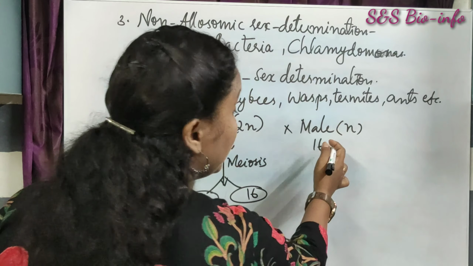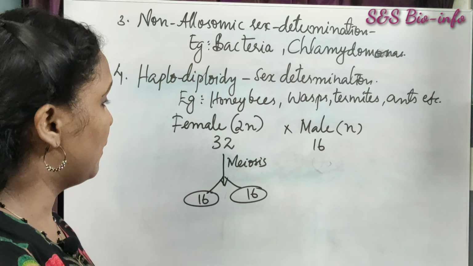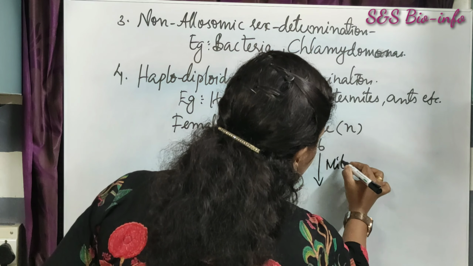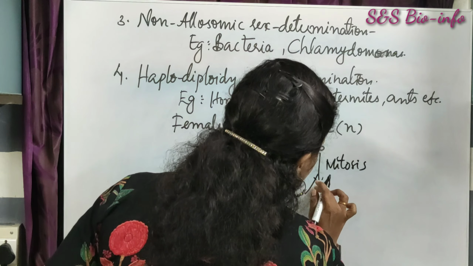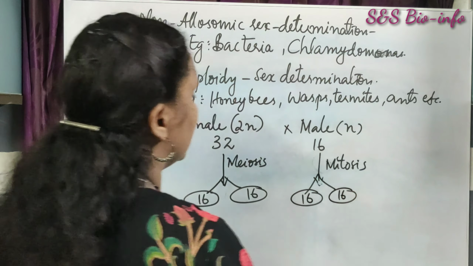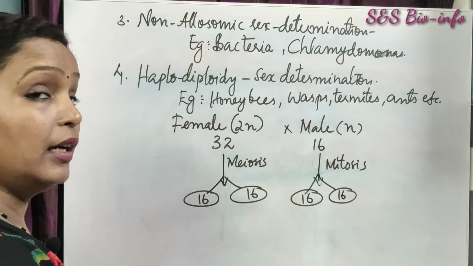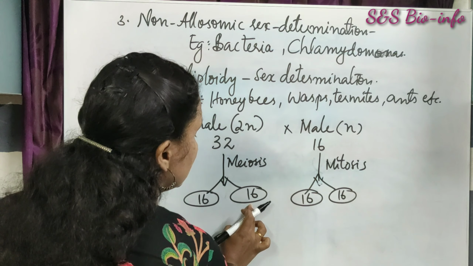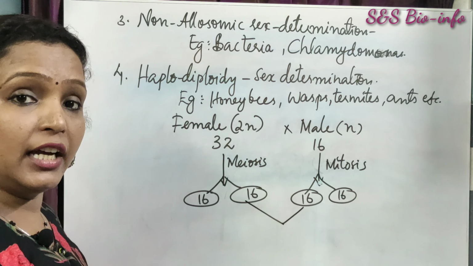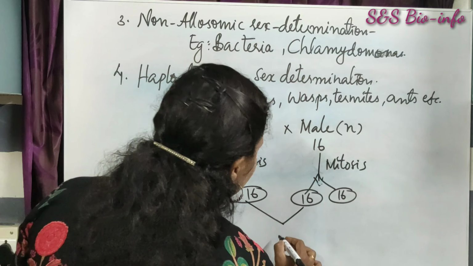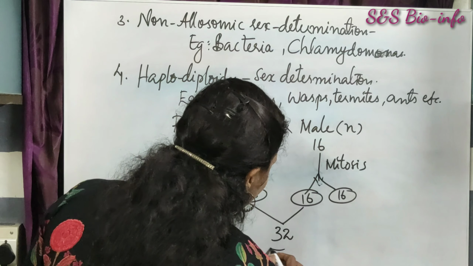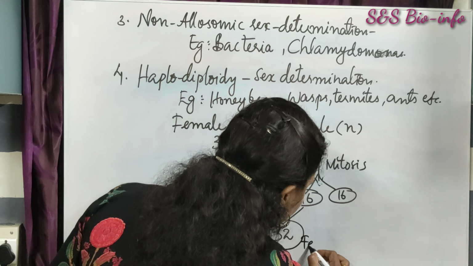Then the male produces the gametes by means of mitosis, so it produces two copies of the male gametes. Here, when a female gamete is fused with a male gamete, the child would be a female. The total number of chromosomes will be 32, so the child will be a female.